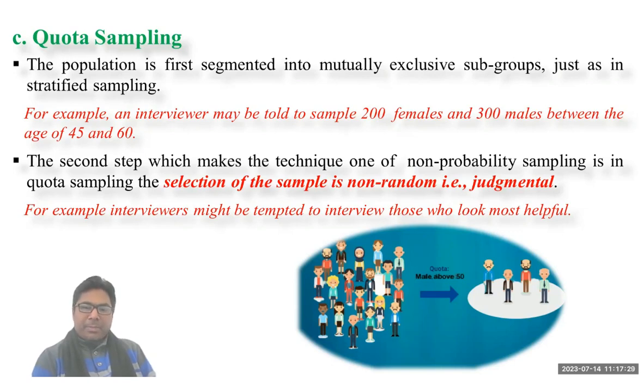But in this particular method, for example, the interviewer might be tempted to interview those who look most helpful. So that is quite natural. Here the skill of the researcher is involved. The researcher should be skilled enough to decide whom to consider and whom not to consider.